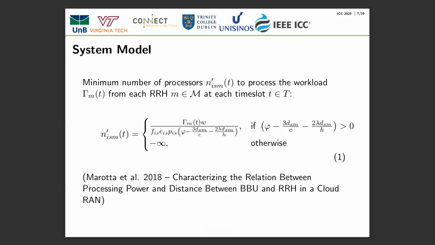From Morota et al., we get the minimum number of processors required to process the workload for each RH for each time slot as a function of the distance between RHs and MDCs, which is presented in this equation 1, where phi is the delay budget according to the technology in use, h stands for the distance for signal regeneration, which determines the number of hops required, lambda stands for the delay per hop, and c is the speed of light.